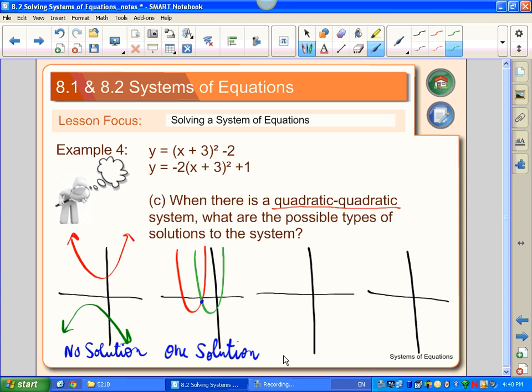We just had one that, when I sketched it, we had a parabola that looked like this. We had a parabola that looked like this. And we said our answer was two solutions. There's one more that we haven't looked at.